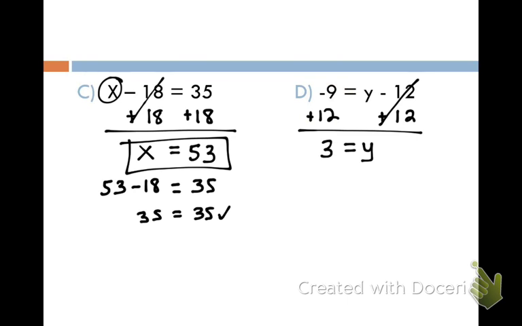Now, here's something just for me, what I would like you to do. Instead of saying 3 equals y, I just want you to switch it up right underneath it and always put that variable first. Y equals 3. Who would like to check it for me? Alex, go ahead.